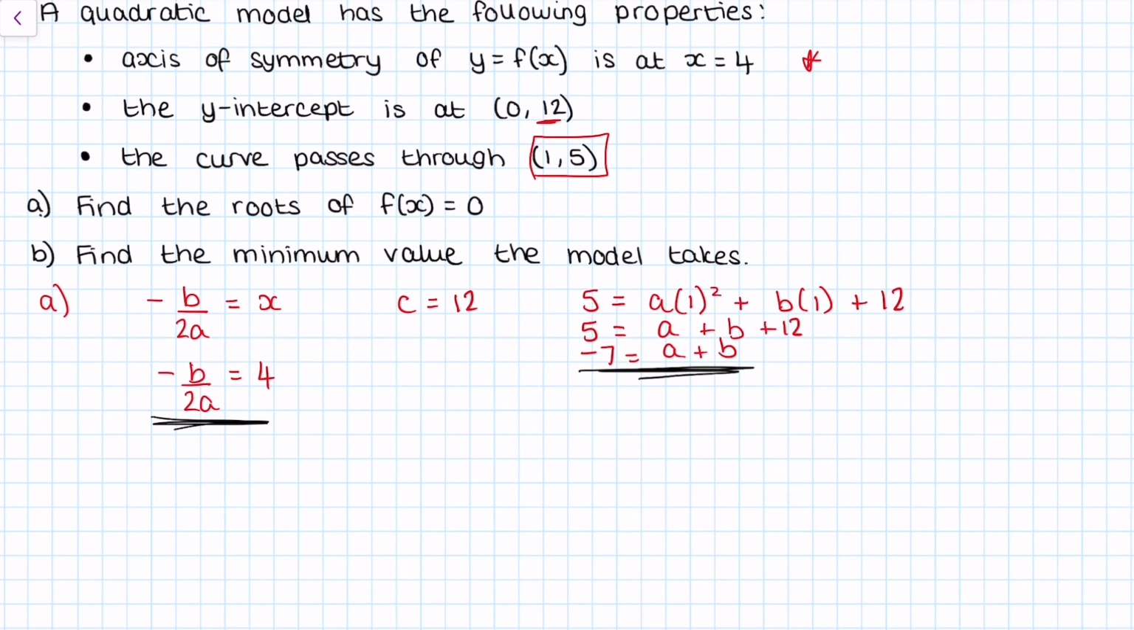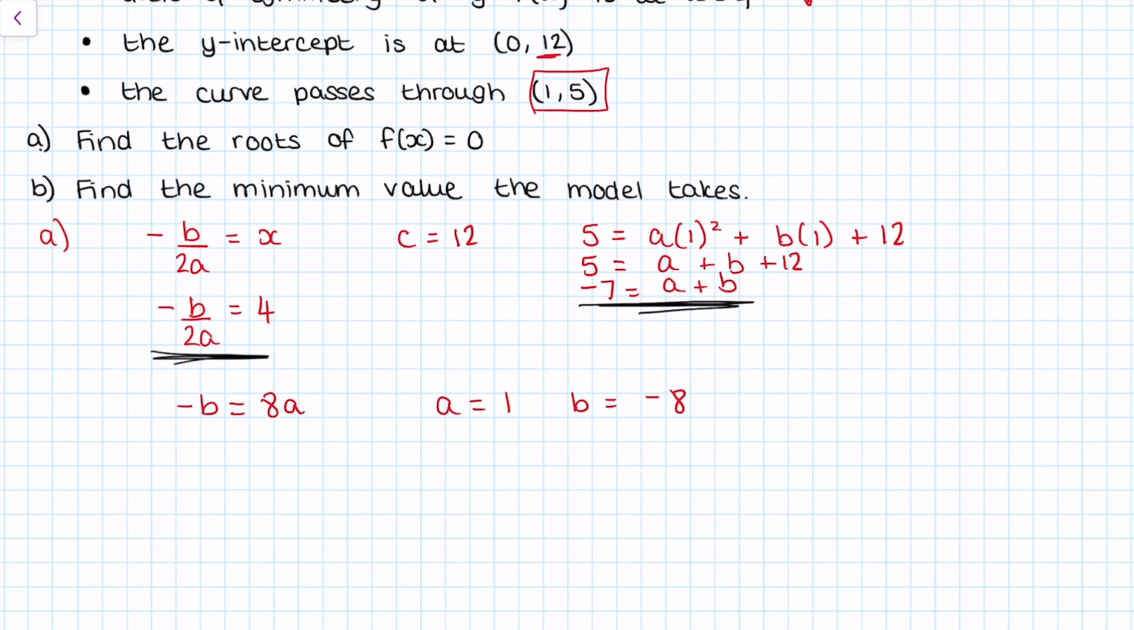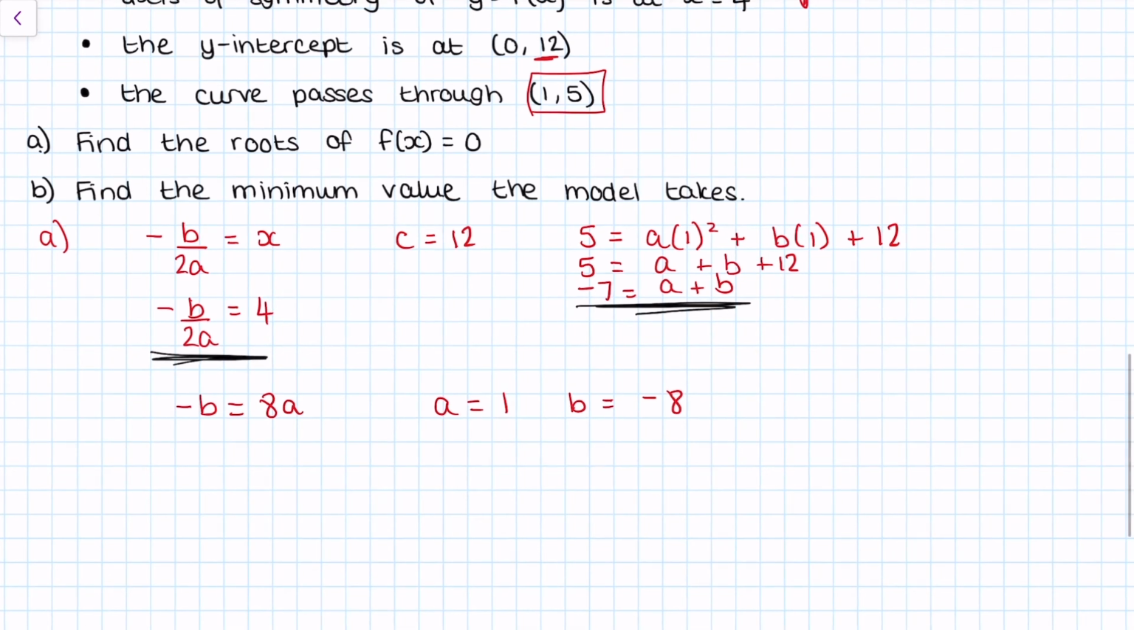To do this with a simultaneous equation solver, we need the first one here to not be as a fraction. So we can change that to negative b equals 8a, so multiply the 2a to the other side. We can then put that into our calculator and we will find that a equals 1 and b equals negative 8. So now we can use this information to write an equation for this graph, which would be y equals x squared minus 8x plus 12.